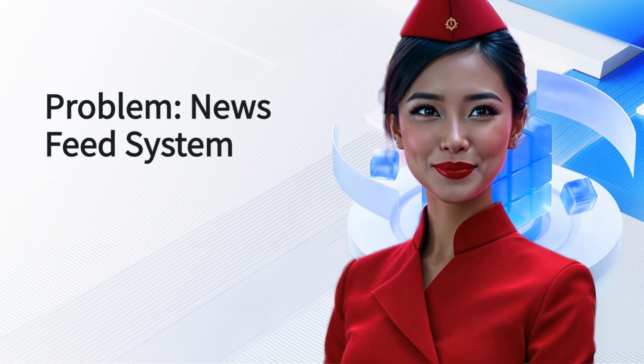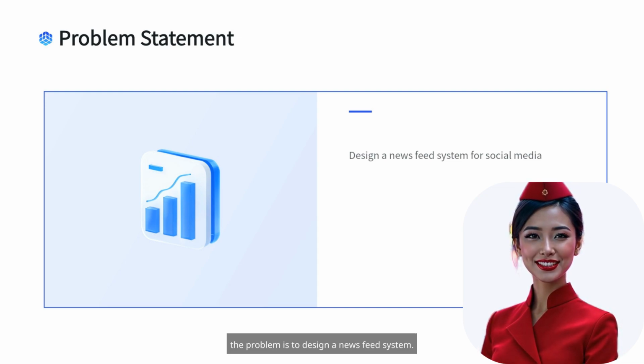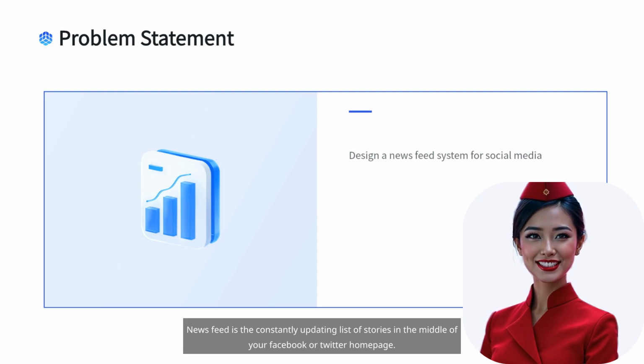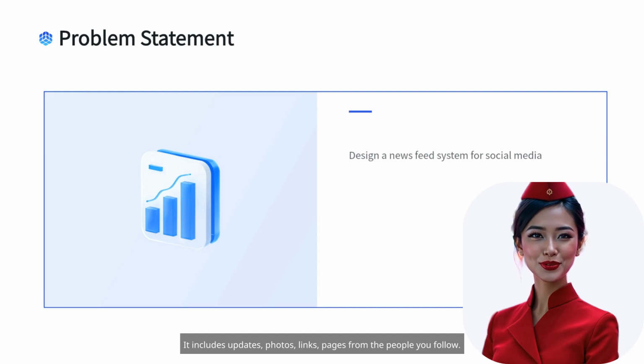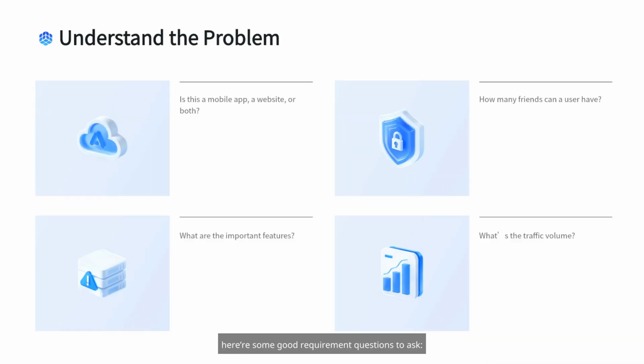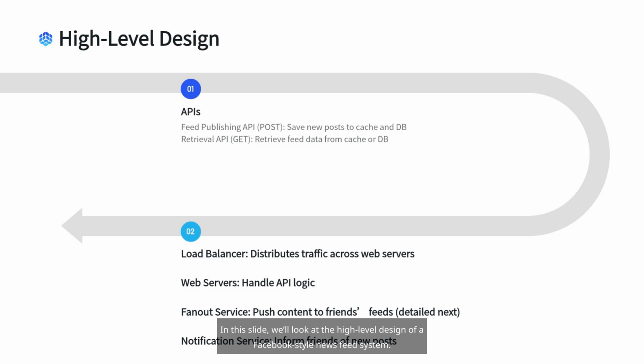Let's dive in. The problem is to design a newsfeed system. Newsfeed is the constantly updating list of stories in the middle of your Facebook or Twitter homepage. It includes updates, photos, links, pages from the people you follow. Here are some good requirement questions to ask. Is this a mobile app, a website, or both? What are the important features? How many friends can a user have? What's the traffic volume?